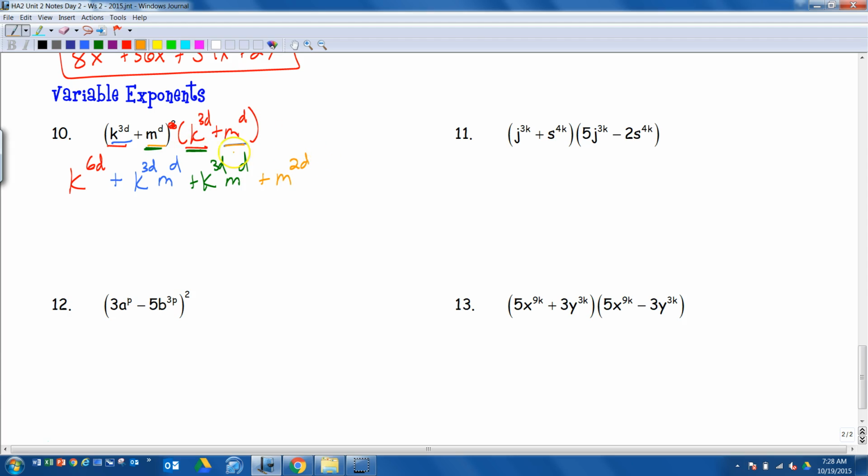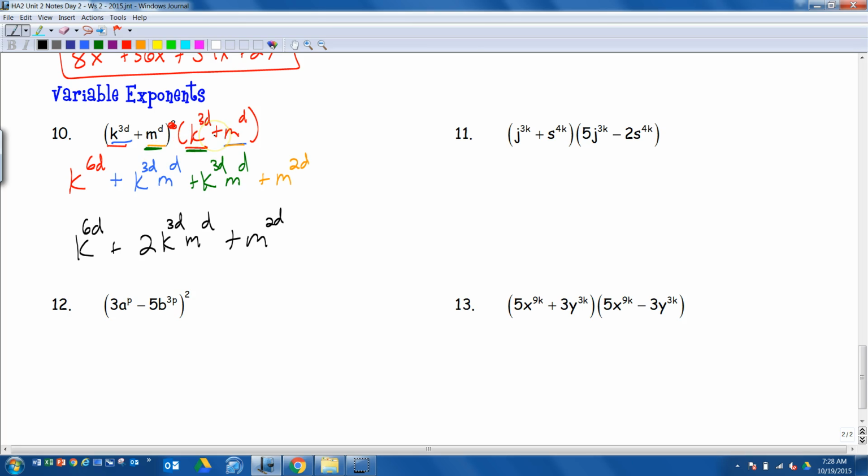Alright, and then you look for any like terms. This is k to the 6d. These are the same exact thing, so you have 2 of them. So we'd write this as k to the 6d, plus 2 k to the 3d m to the d. And then there's just one m to the 2d, because it's already squared. And that should make sense.